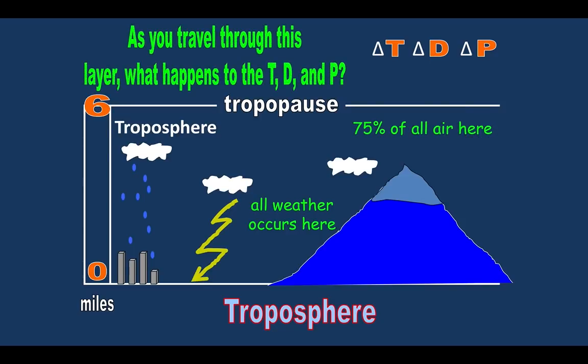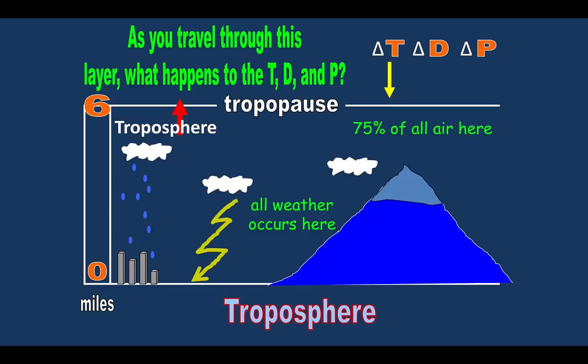So we ask the question then, as you travel through this layer, starting at the bottom and moving up to the top, let's talk about what happens to the temperature, to the density, and the pressure. Okay? Well, first of all, the temperature, as you travel up in the troposphere, the temperature decreases. And this happens because we have all of this solar energy hitting the surface of the Earth, and it warms up the surface of the Earth. And that basically reflects a lot of that energy back up and heats things up. As you get further away from that reflected heat, the temperature decreases.